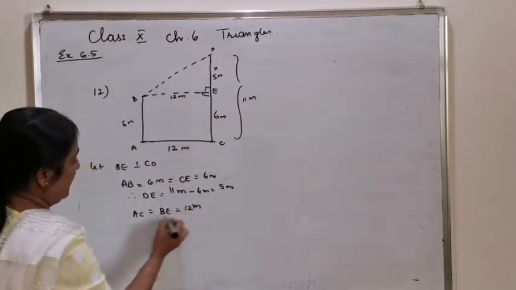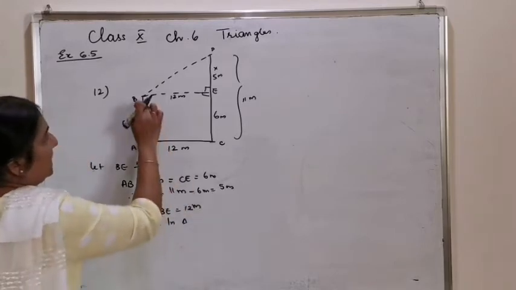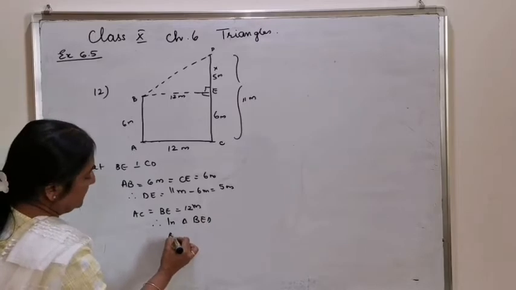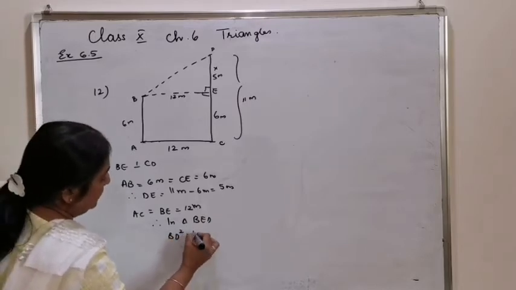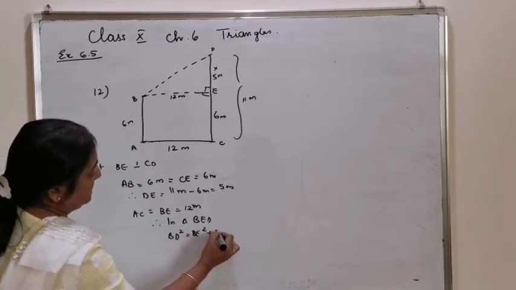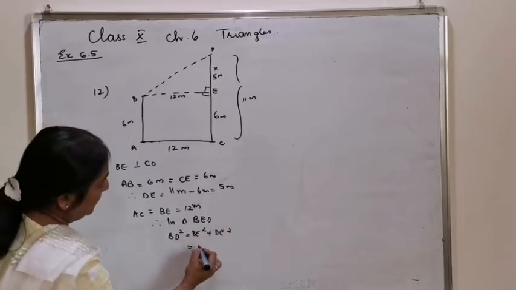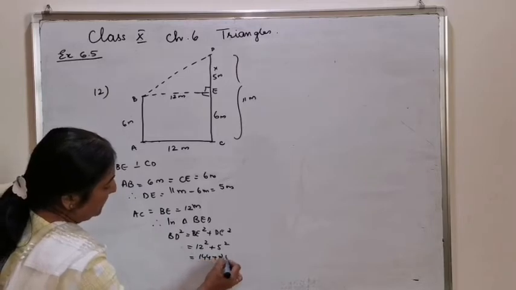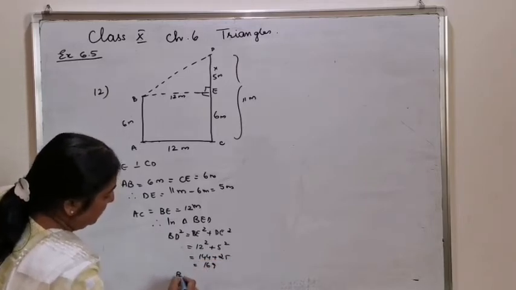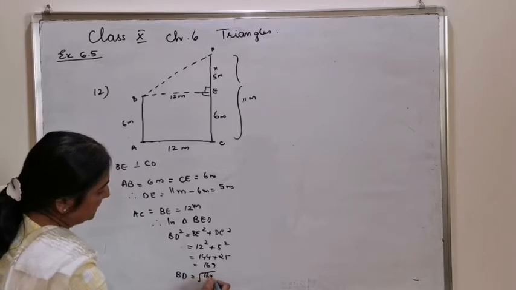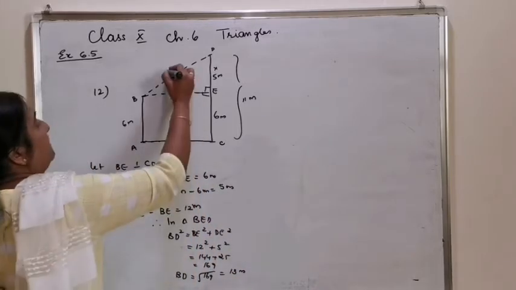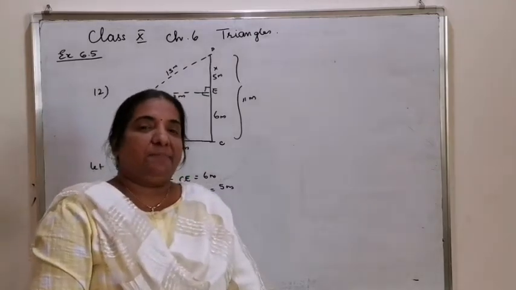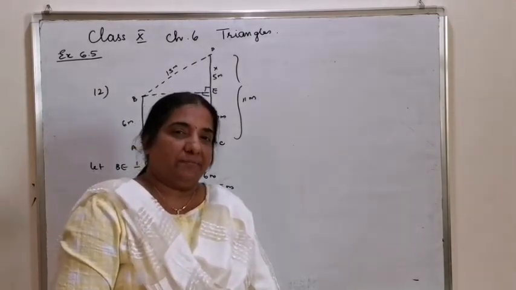Now, you can apply Pythagoras theorem. Therefore, in triangle BED, by Pythagoras theorem, BD square is equal to BE square plus DE square, which is equal to 12 square plus 5 square, which is 144 plus 25, 169, or BD is the same as root 169 or 13 meter. So the length between the tops is 13 meter. This can be asked as a 2-mark question.